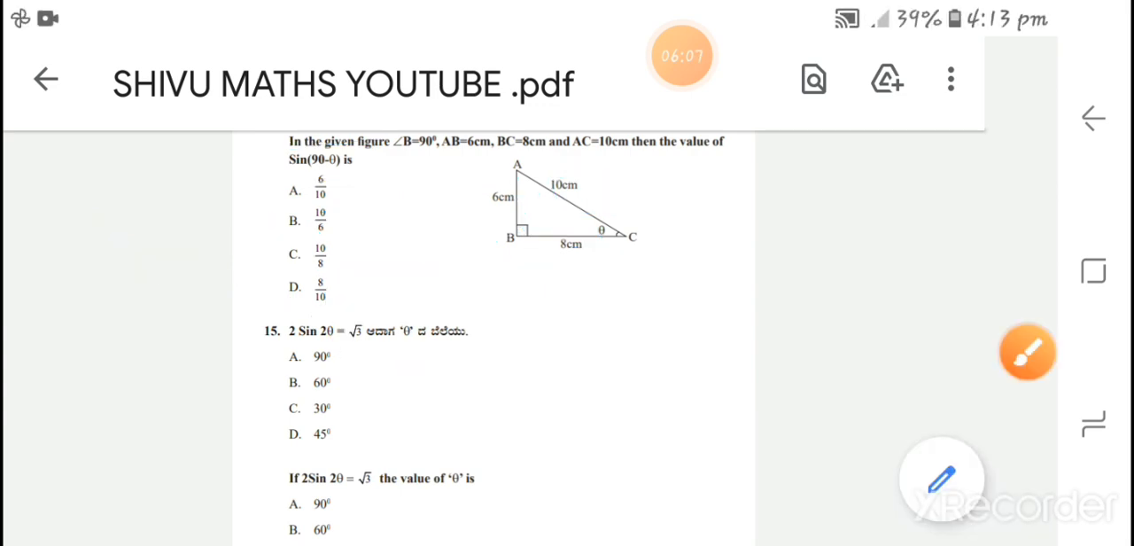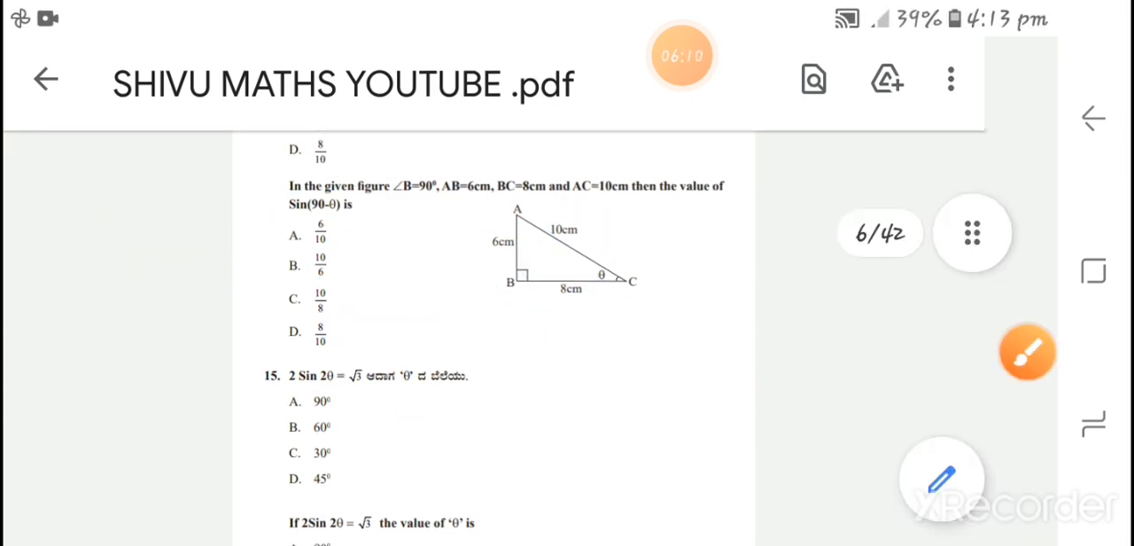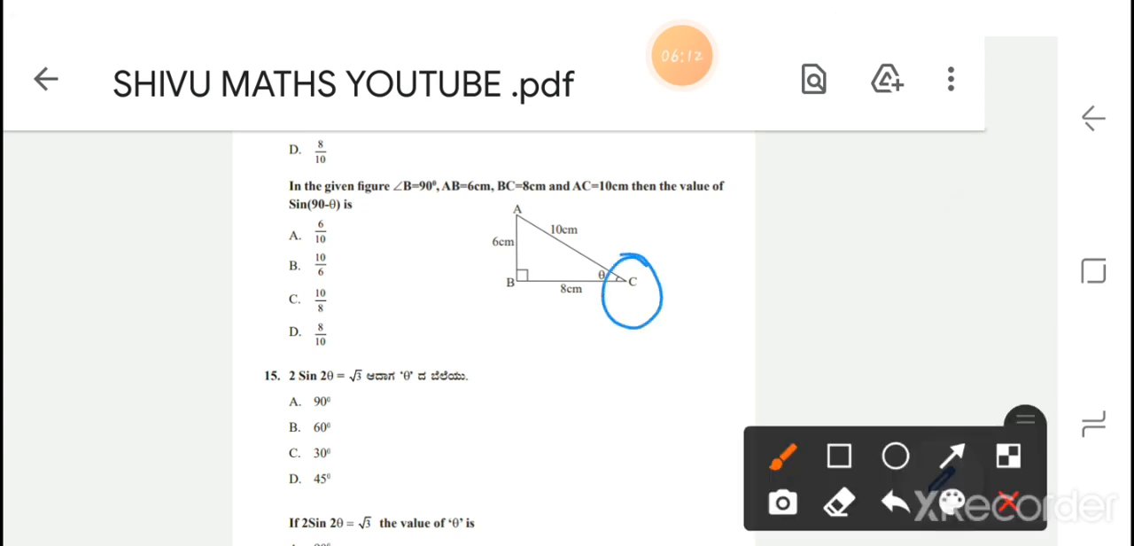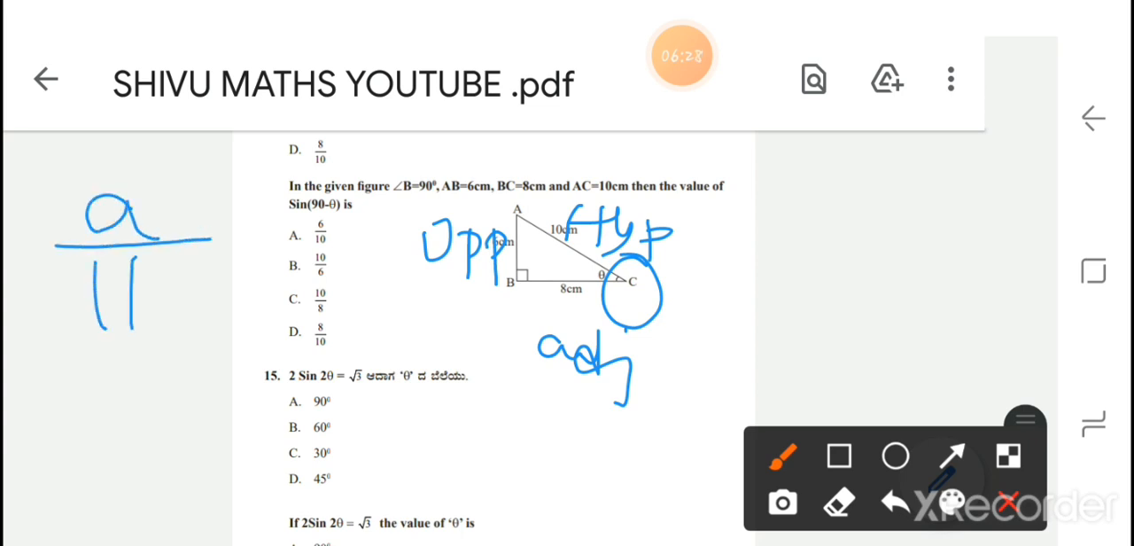Observe that, with theta at C, the opposite is AB, the adjacent is BC, and the hypotenuse is AC. It is always opposite to the right angle. So we need to find cos theta here. Cos theta is adjacent by hypotenuse. Here adjacent is 8, hypotenuse is 10, so 8 by 10.